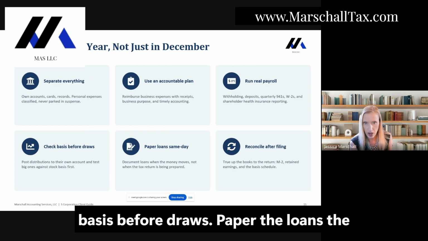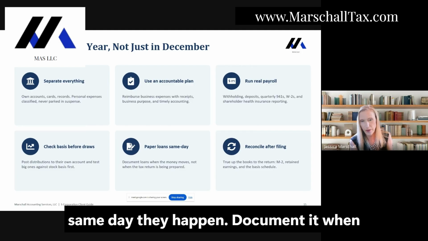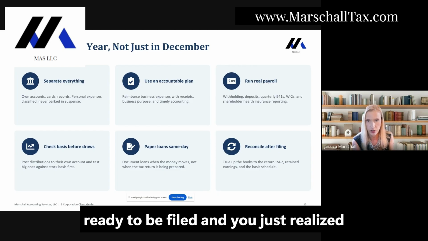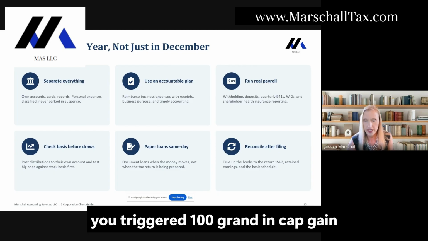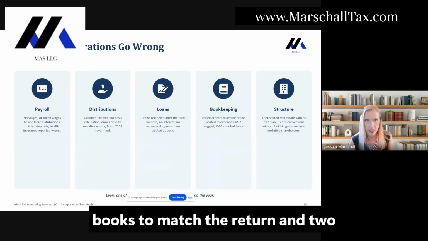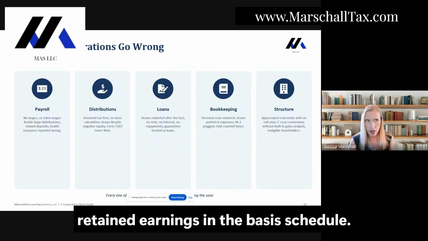Check basis before draws. Paper the loans the same day they happen. Document it when the money moves, not when the tax return is ready to be filed and you suddenly realize you triggered 100 grand in cap gain. Reconcile after filing. True up the books to match the return: M-2 retained earnings and the basis schedule. This is where S Corps go wrong.